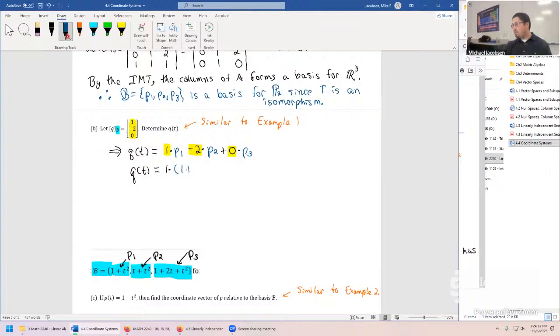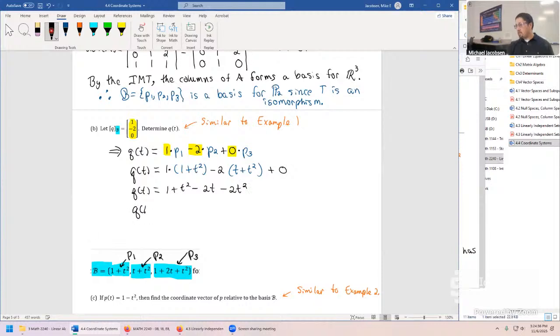So then on the next line, Q of T is 1 times P1, so that's just 1 times 1 plus T squared by substitution. Minus 2 times P2, but that one is just T plus T squared by substitution as well. And then plus 0. So a really fast problem. Q of T is then equal to 1 plus T squared minus 2T minus 2T squared. So the polynomial Q of T is 1 minus 2T minus T squared. And that's the fast version.